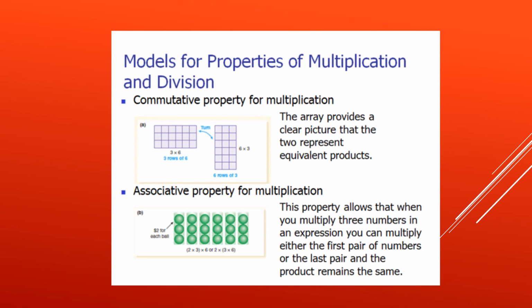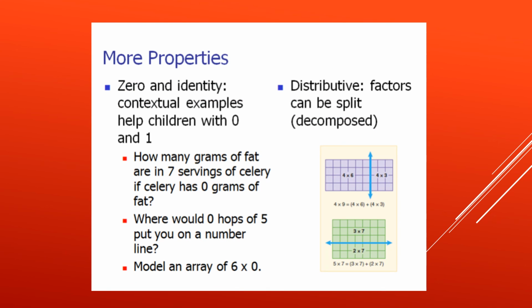Now you have properties for multiplication and division, and many of you are familiar with them. Commutative, if you have two numbers in a multiplication problem, they can be flipped either way. So here's an example. An array can show that. The associative property, you can use parentheses, and you can flip those parentheses any way you want. Again, you can use something like an array in order to show that. Then you have more properties, the zero and the identity property. Multiply anything times 0, it's 0. Multiply anything times 1, it's the other number, so that's the identity property.